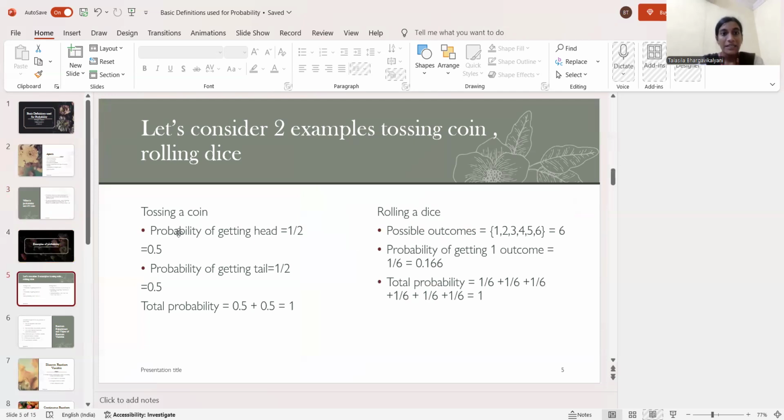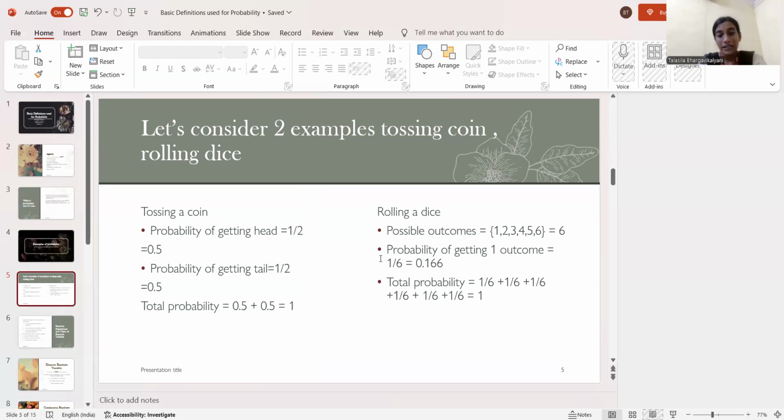Examples of probability. Let us consider two examples. One is tossing a coin and another one is rolling a die. In tossing a coin, we have two outcomes. One is getting heads and the other is getting tails. The probability of getting heads is 1 by 2 because the total outcomes of the experiment are head and tail. So there are two outcomes while we want to get only one outcome. So it is 1 by 2. The probability of getting tails is equal to 1 by 2. The total probability of getting heads or tails is 1.